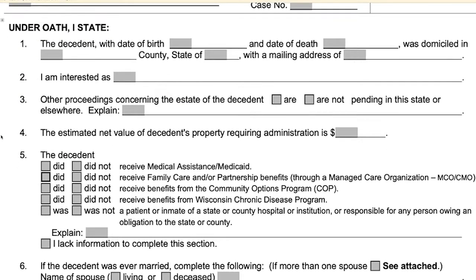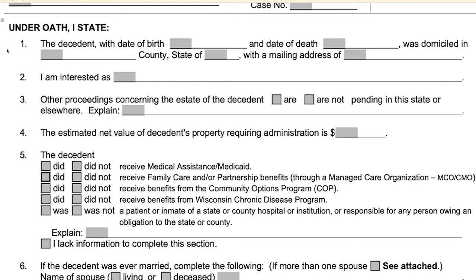Moving on to the first big section, you'll notice it says something kind of different up here. It says under oath I state. So this is going to be a sworn document, and it will have to be signed in front of a notary. In other words, this is like an affidavit. You are making these statements under oath.